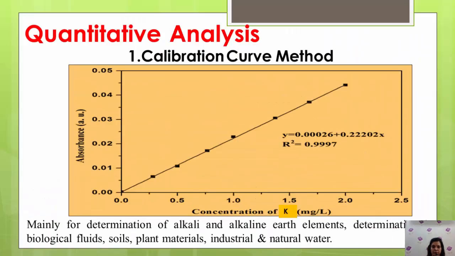Now, the unknown solution which has been provided to you, we'll run that solution through flame emission spectroscopy and find out the absorbance for the unknown solution. And once we know the absorbance for the unknown solution, suppose this is 0.03, we can drag a line from 0.03 over this calibration curve, come down, and note the concentration as 1 point some value, 1.3 suppose, milligram per liter. So this is the calibration curve method.